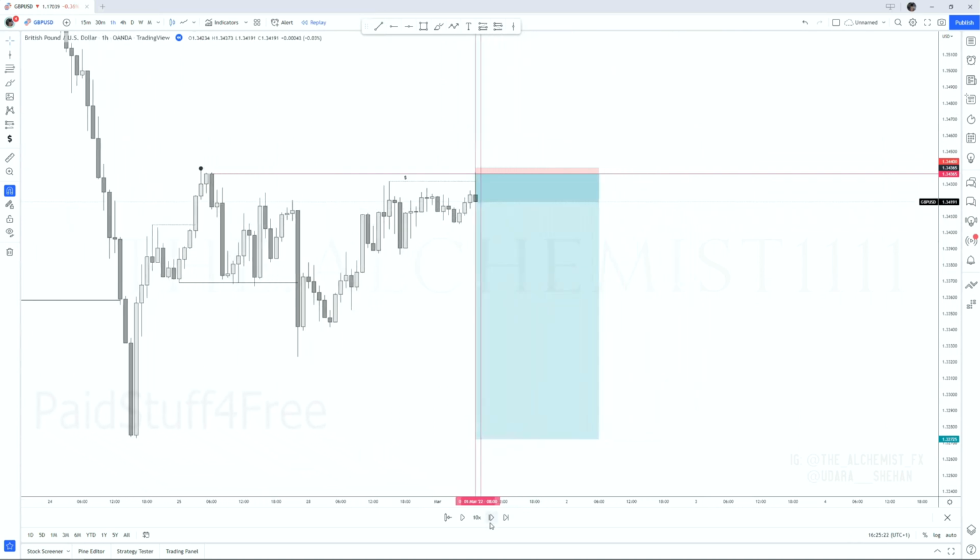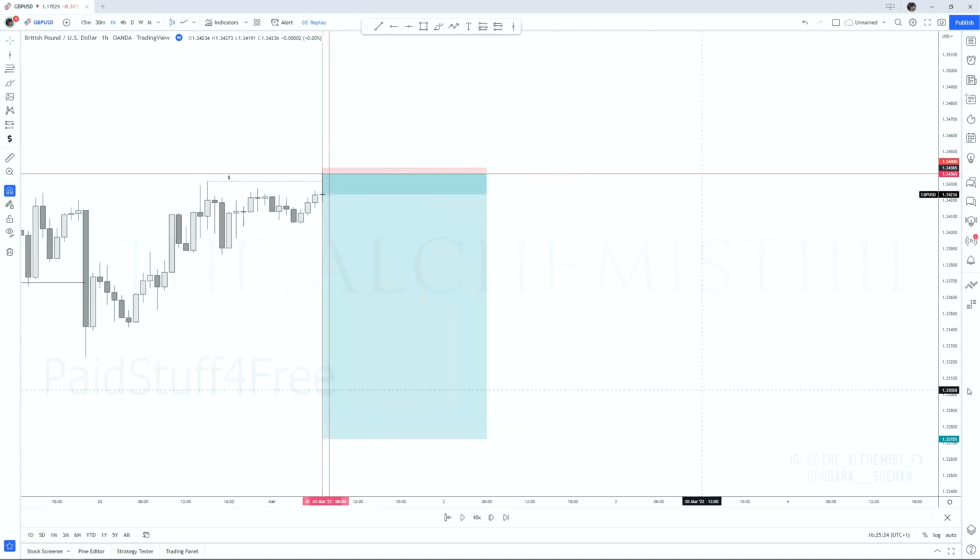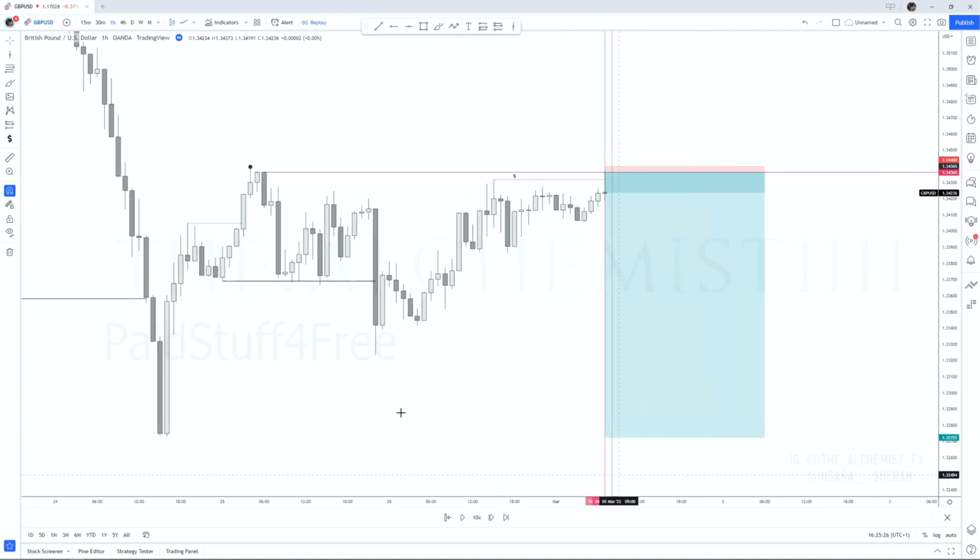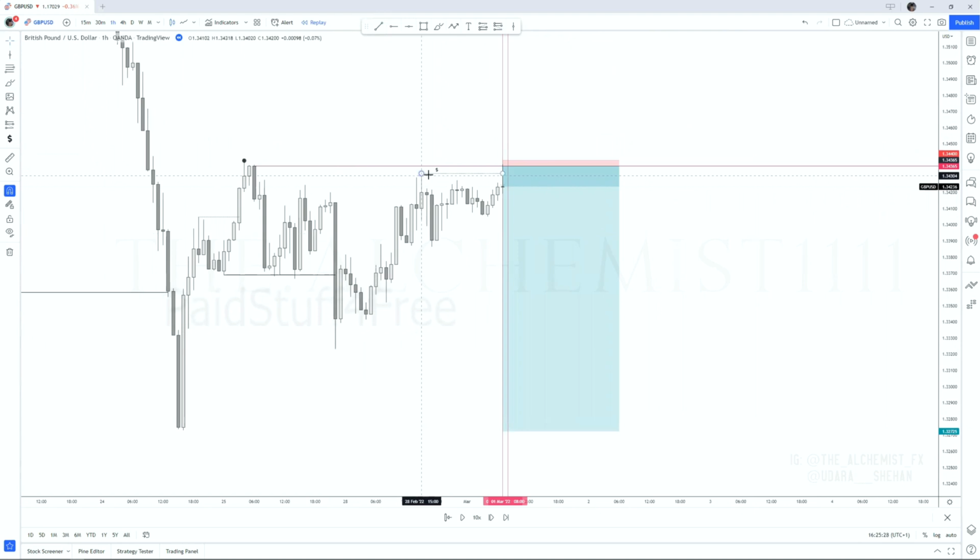There we go. Time is good. There it goes, right at 7 a.m. London kill zone clears out this pool of liquidity. The previous day's high, Asian high, all of that cleared out into the strong high.